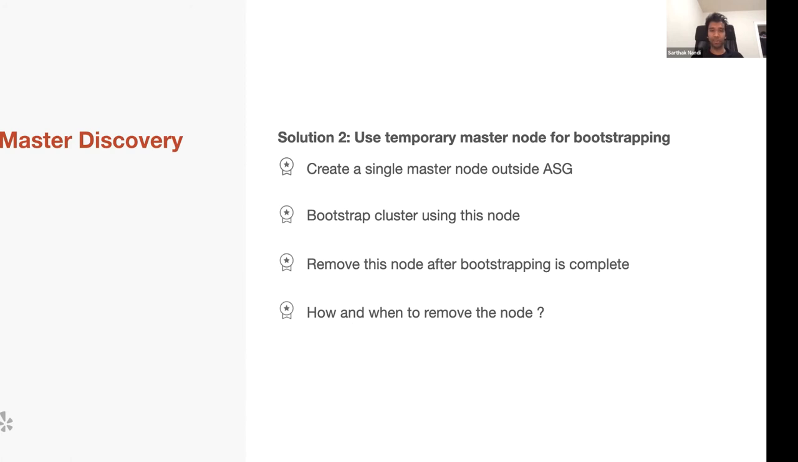So we looked at other solutions, and this solution was proposed on Elastic's forums. So the idea is that you use a temporary master node just for bootstrapping. You create a single master node outside our scaling groups. You bootstrap the cluster using this node. And once the bootstrapping is complete, you remove this node. But because we use Terraform to launch new nodes, and also because we have Puppet for automatic configuration, this was non-trivial. And also it was non-trivial to figure out how and exactly when to remove the node safely.